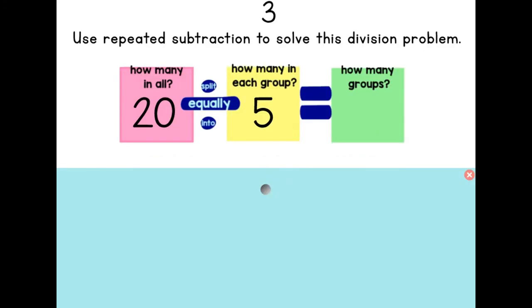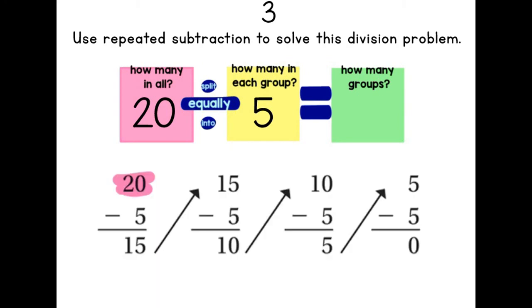All right, number 3. You needed to use repeated subtraction to solve 20 divided by 5. This is what your work should look like. You should have started with 20. 20 minus 5, you would have got 15. Bring the 15 over. 15 minus 5, you should have got 10. Bring the 10 over. 10 minus 5, you got 5. Brought the 5 over. 5 minus 5 is 0.